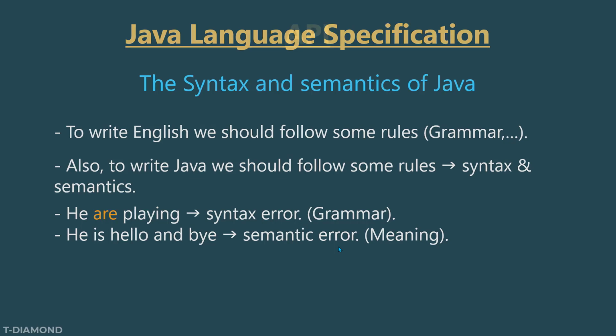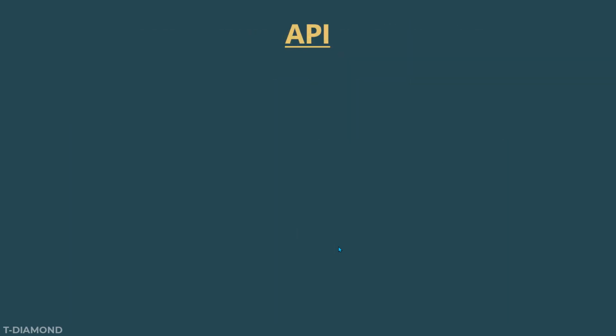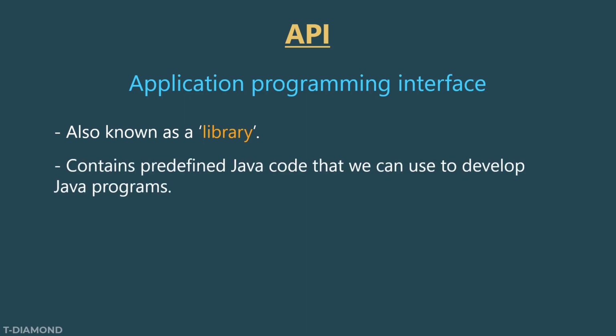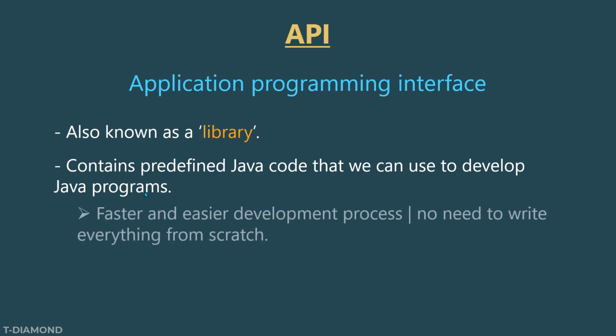Now let's talk about APIs. So an API is an application programming interface. It is also called a library. It basically contains predefined Java code that we can use to develop Java programs. So we basically have some Java code that is already written and it is ready for us to use. So this will make the development process faster and easier because we don't need to write everything from scratch ourselves.